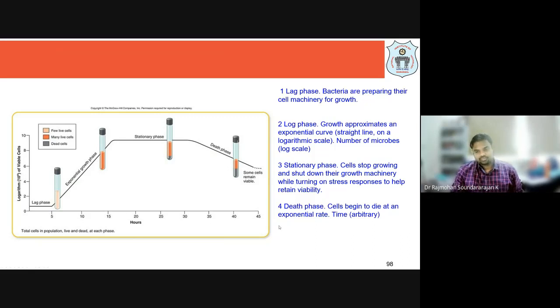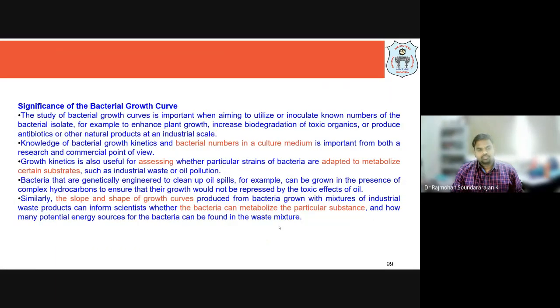So what is the significance? I have told you the significance, just to summarize what we have done. The study of bacterial growth curves is important when we are aiming to utilize or inoculate a known number of bacterial isolates.